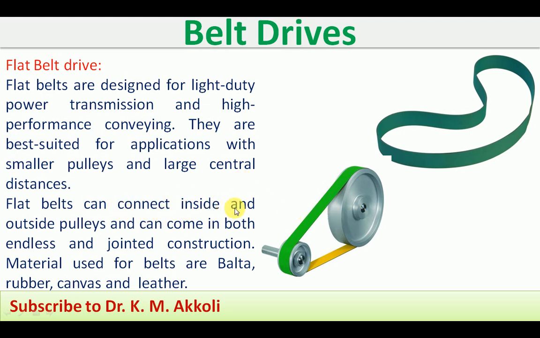Flat belts can connect inside and outside the pulleys. That means here we can connect, and inside means some slot may be provided and we can place it there also. They come in both endless and jointed construction. The belt may be endless, or a joint may be provided with a cut. Jointed is also available, and we can use the endless belt also. The materials used for the belt are balata, rubber, canvas and leather, whichever available material we can use.